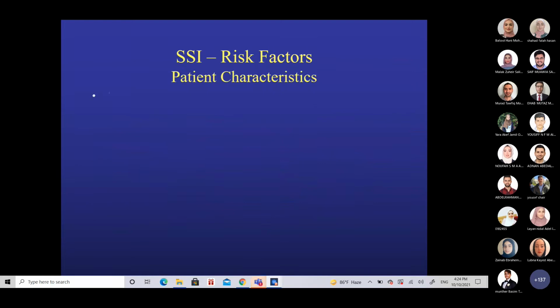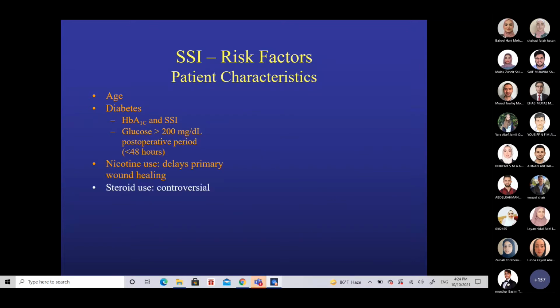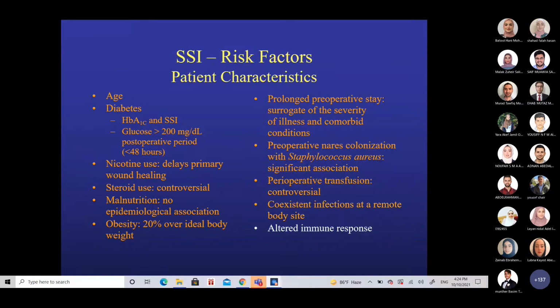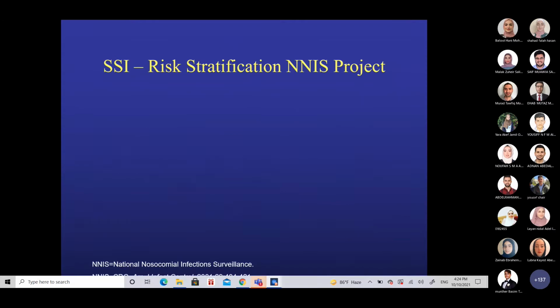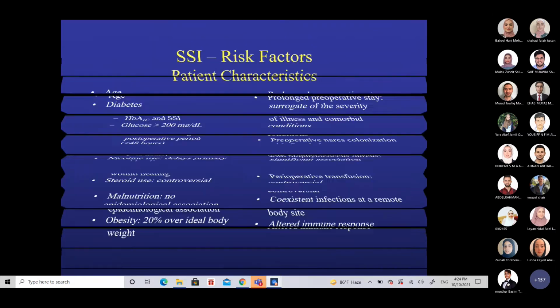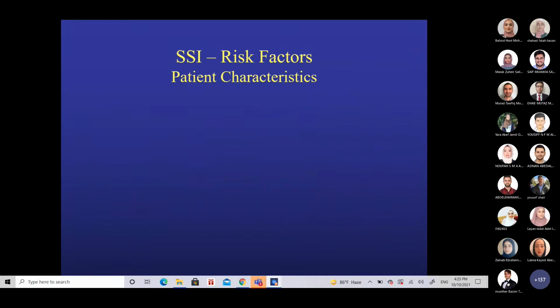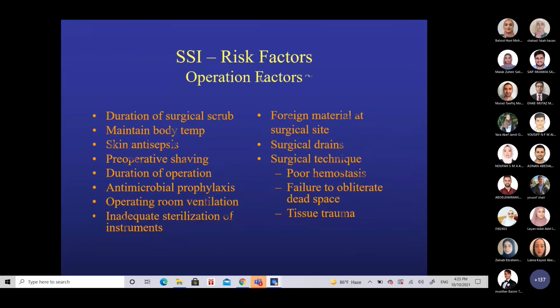Some of these are patient related factors, like risk factors in the patient, such as age, comorbidities, diabetes, smoking, steroid use, malnourishment, obesity, and some other factors like immune suppressed status. So as we said, these risk factors are patient related or procedure related or operation related factors.